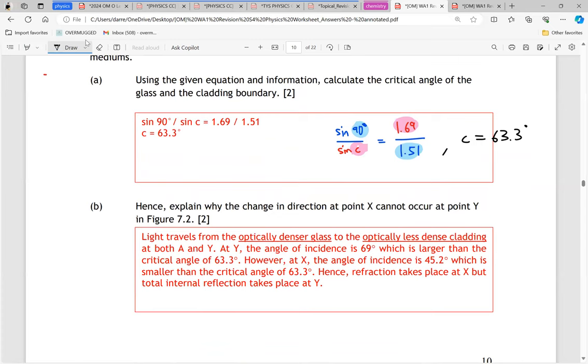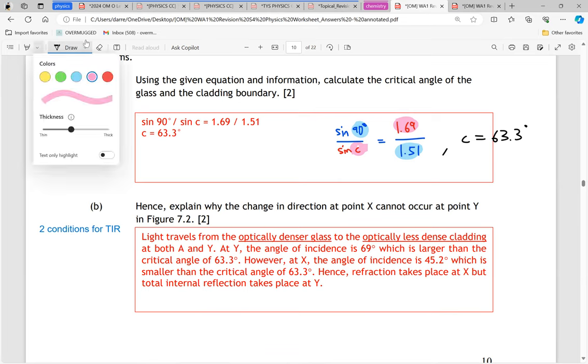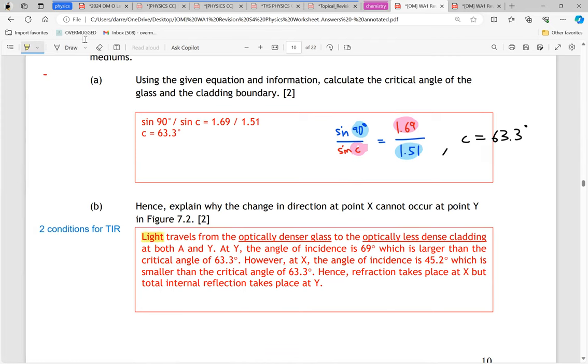Part B, can you just help me write down as well over here? Two conditions for TIR. Remember the one that I put a triple asterisk on? The moment a total internal reflection question appears and there's an explain question, you're almost guaranteed to bring up the two conditions for it, which is light has to travel from optically denser to the optically less dense medium. Angle of incidence has to be larger than the critical angle.